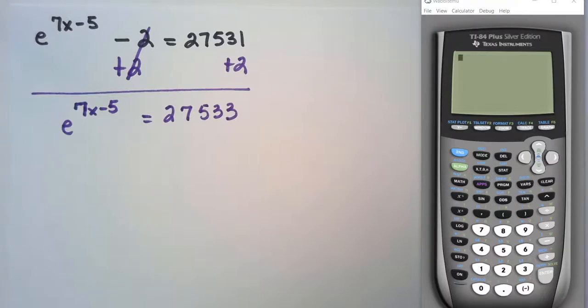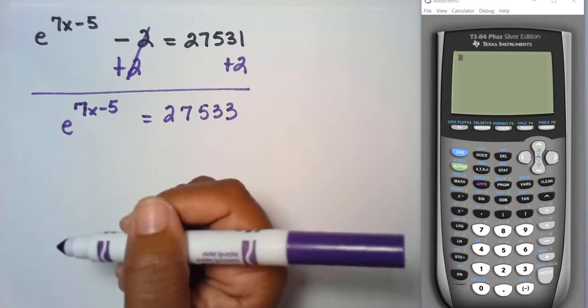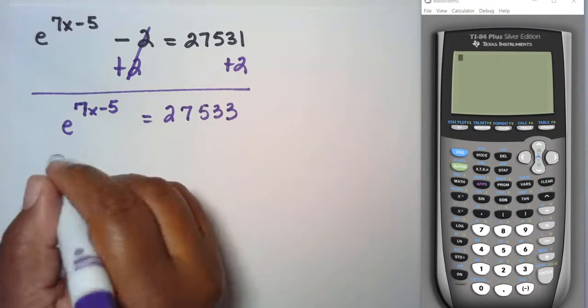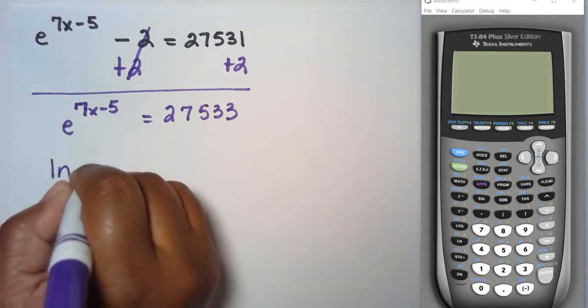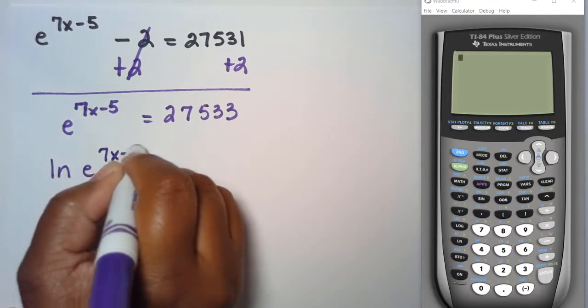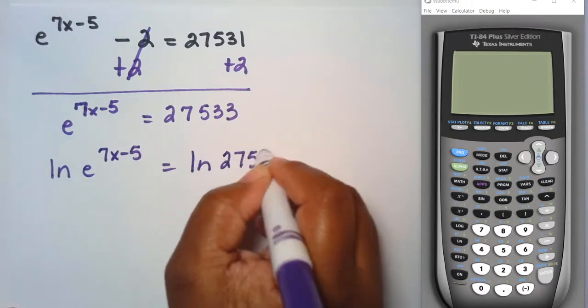Okay, so next, because we have a base e, we're going to take the natural log to both sides. Here again, meaning we're going to write ln to both sides. So we have ln of e to the 7x minus 5 equals ln of 27,533.